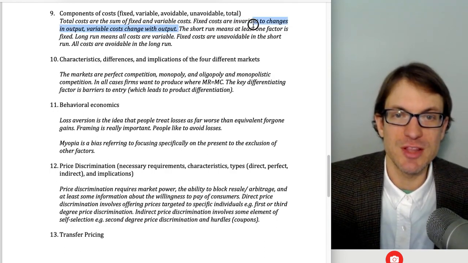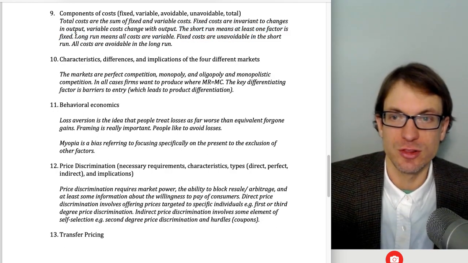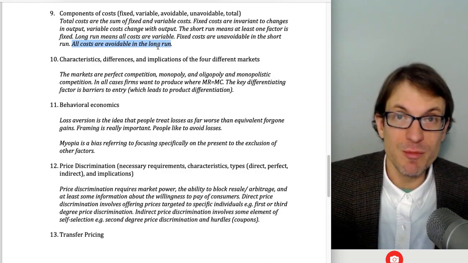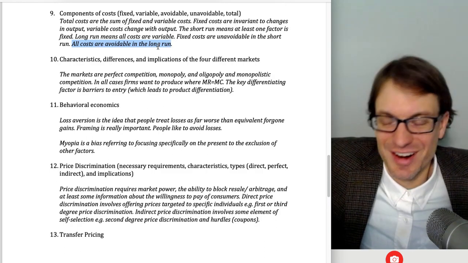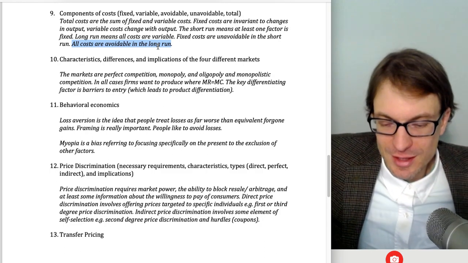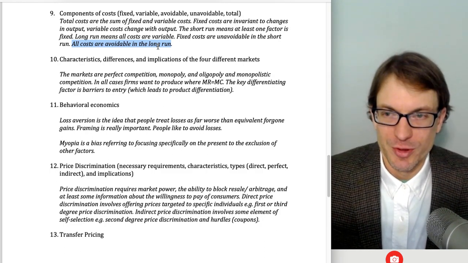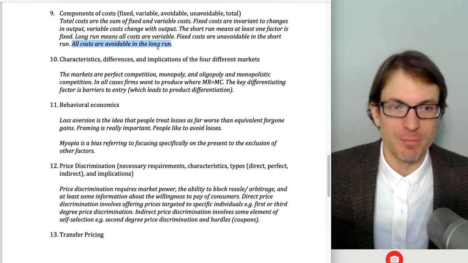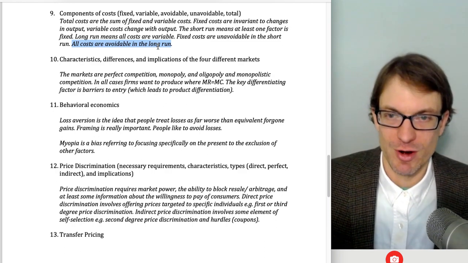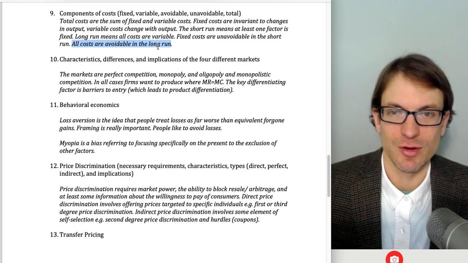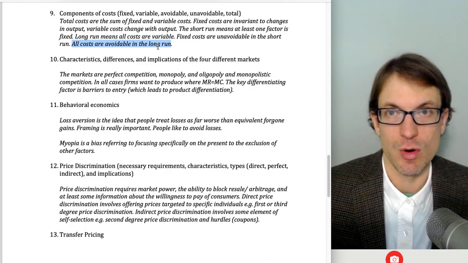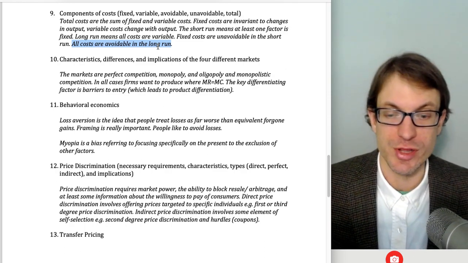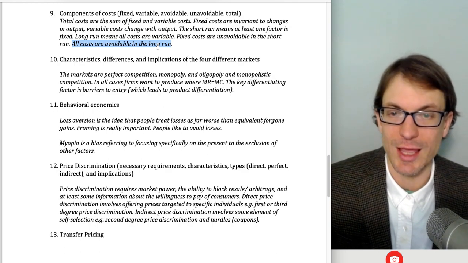The short run means at least one factor is fixed. The long run means all costs are variable. Fixed costs are unavoidable in the short run. All costs are avoidable in the long run. Some variable costs are going to be avoidable and unavoidable, and some fixed costs are avoidable and unavoidable based on what time frame we're looking at. So avoidable means, can we drive this cost to zero? Can we not incur this cost, or have we already incurred them? Are we going to incur them either way?